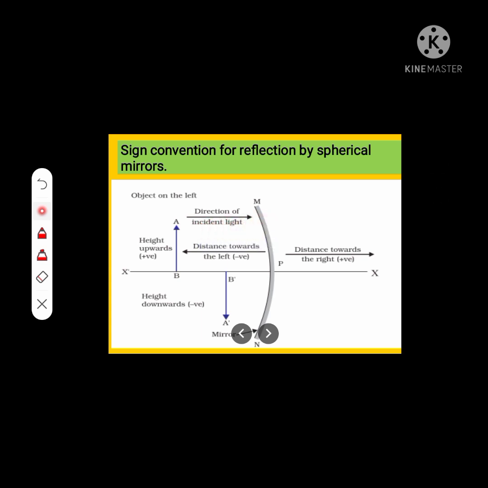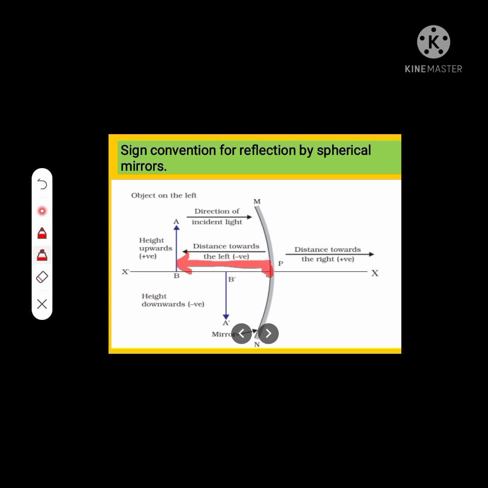And the next point is all distances parallel to the principal axis are measured from the pole of the mirror. Suppose an object is placed here. So we can measure the distance of the object from the mirror. We are taking this as the origin. Pole is the origin, and you can measure the object distance from the pole. Take a scale and measure this distance from the pole to the object.